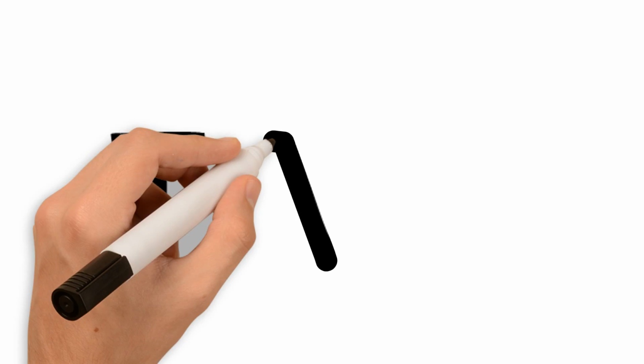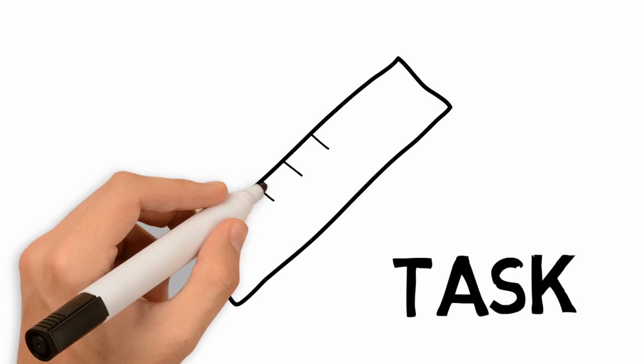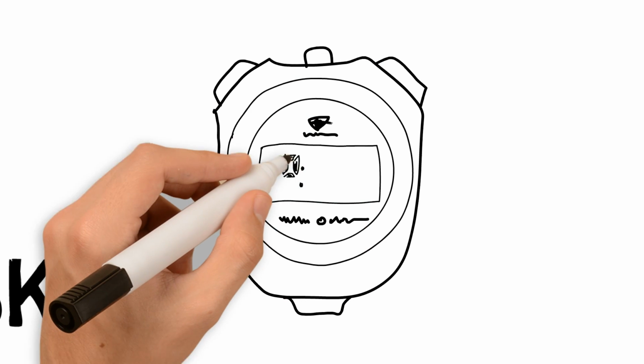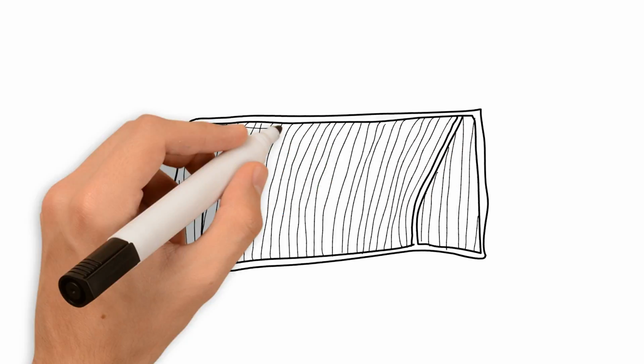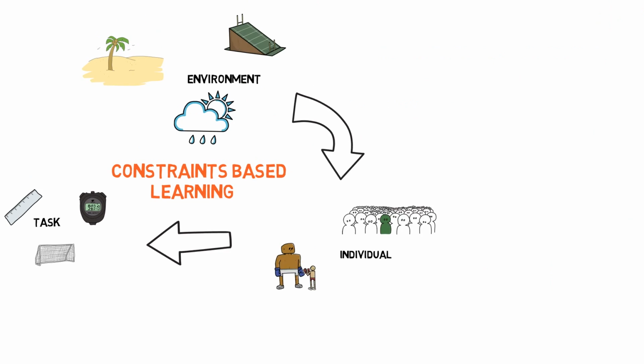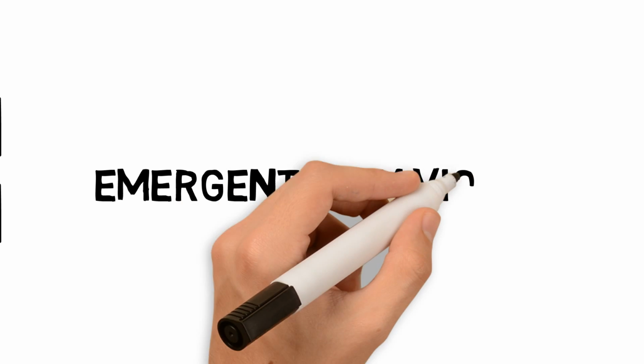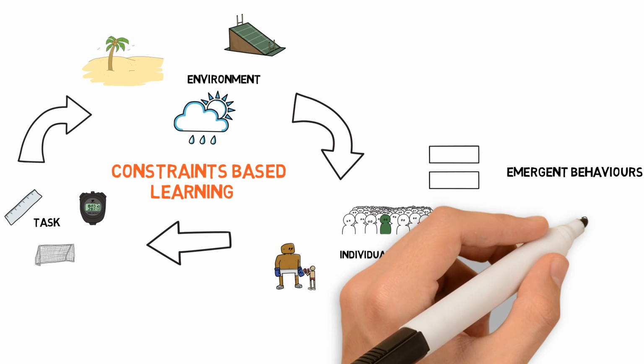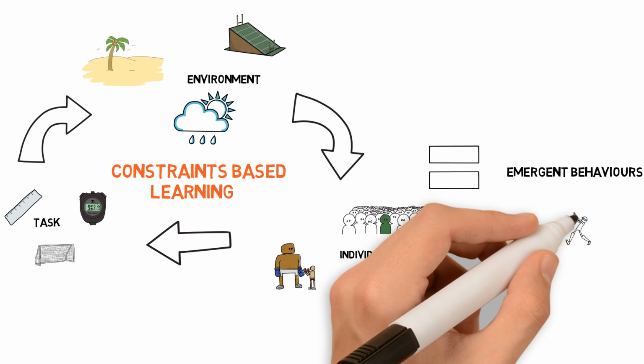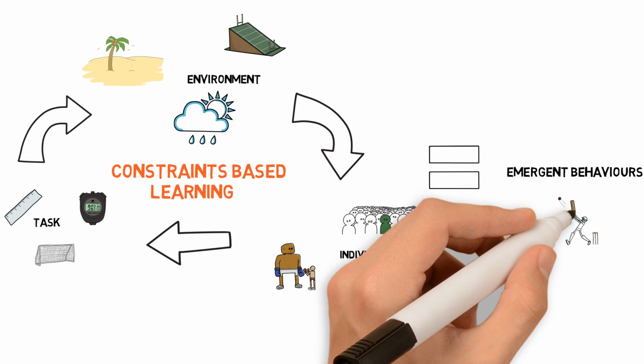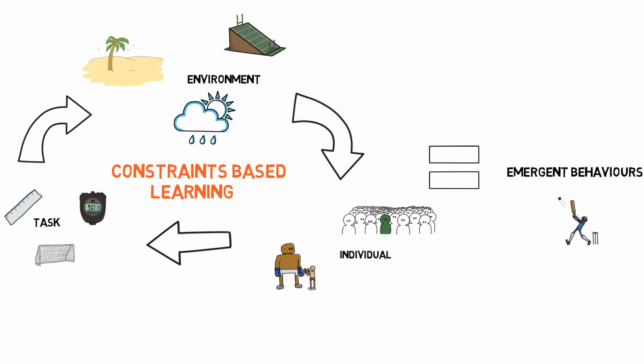Within the game that we are playing, we can change the rules, the number of players, the size of the field, for example, the time that the game goes for, or maybe we could change the number of goals available for players to score in. The combination of individual, environmental, and task constraints create emergent behaviors. Rather than teaching explicitly, telling people how to do an action, individuals learn implicitly and produce actions through their own perception and experience.